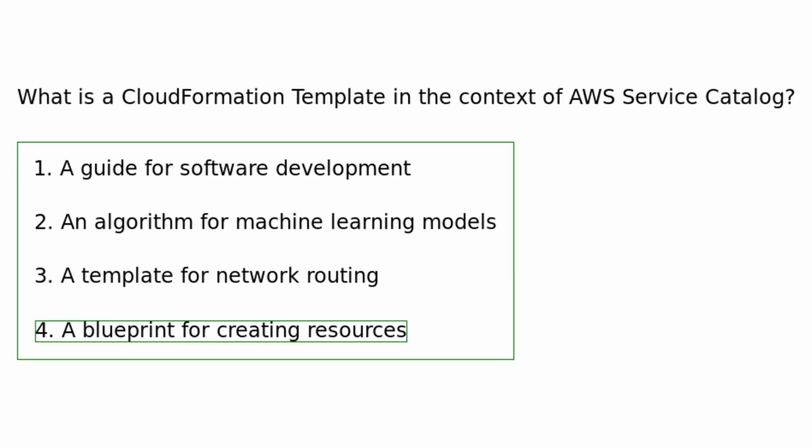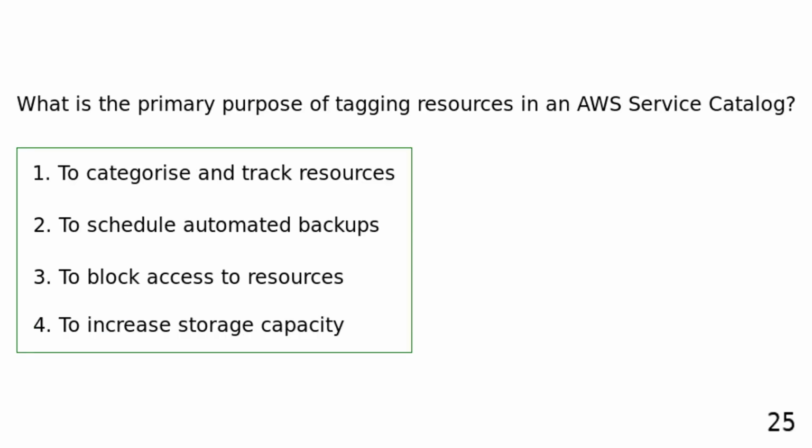A CloudFormation template in AWS Service Catalog is a blueprint that defines the resources and configurations to be provisioned as part of a service. What is the primary purpose of tagging resources in an AWS Service Catalog? To categorize and track resources. To schedule automated backups. To block access to resources. To increase storage capacity.